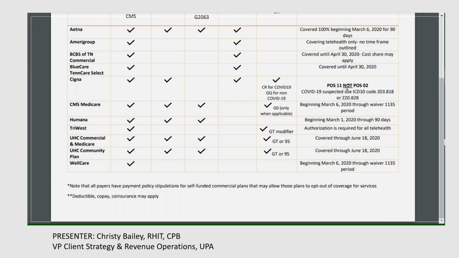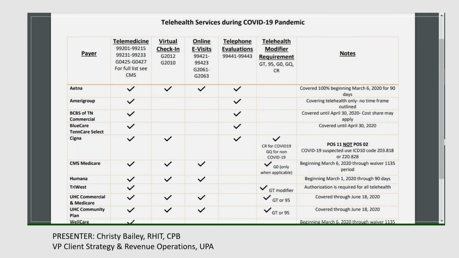Keep in mind, like for Cigna, we're having to use place of service 11. So that is going to be something you would need to work with your billing office. Us here at UPA, we know that. We'll be working that for you on the back end, getting that for you so you don't have to worry about that. But this is the other two main documents we want you to use. If you have additional questions, be sure and reach out to us.